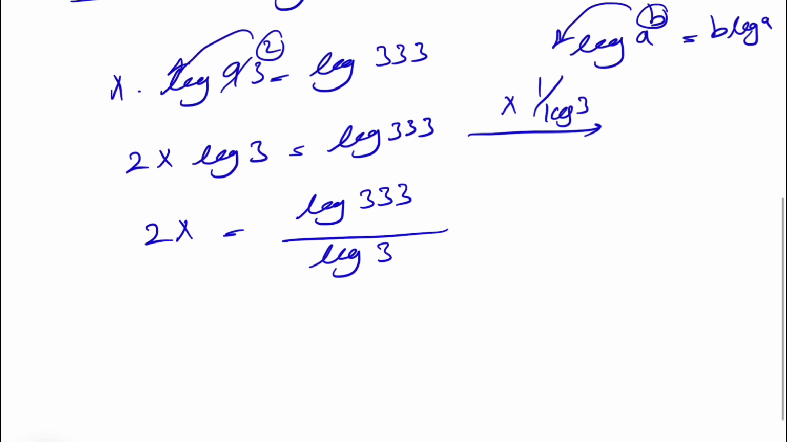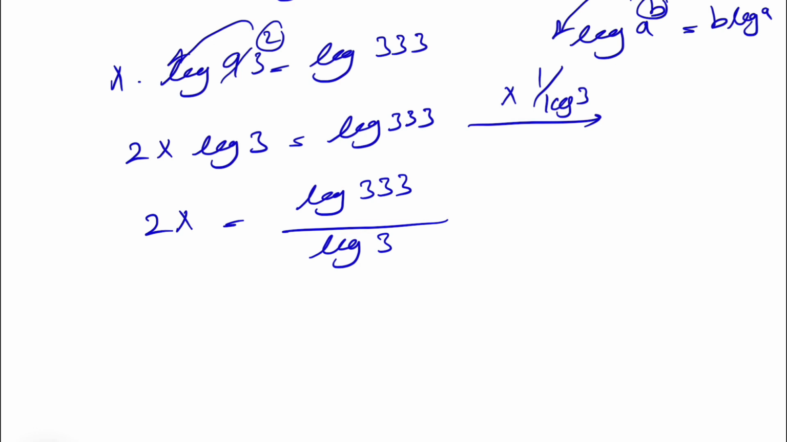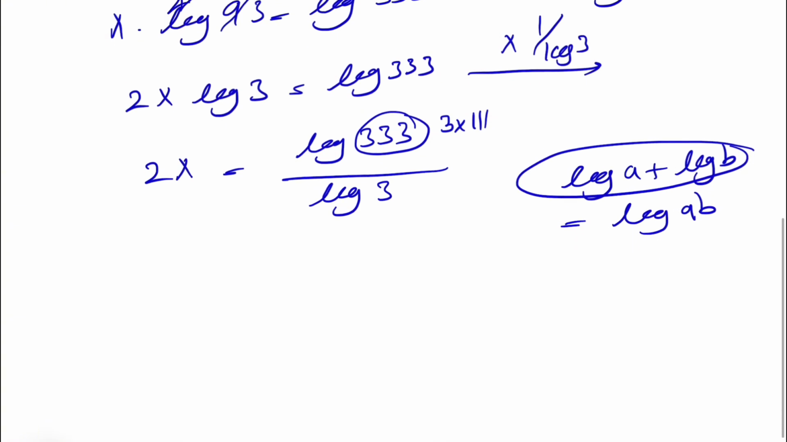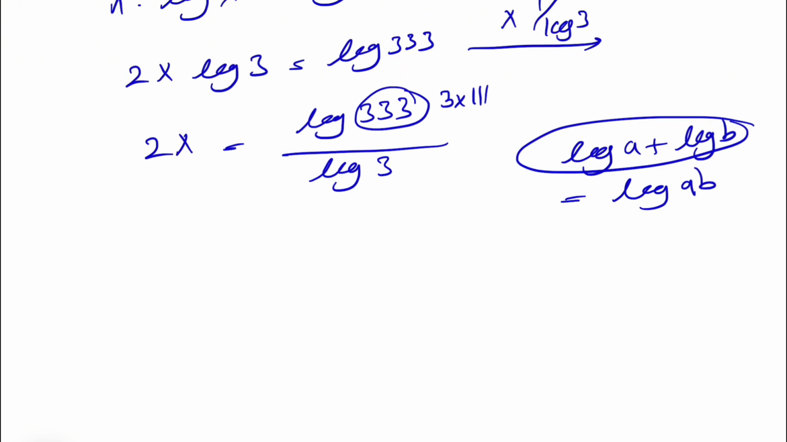And from the laws of the logarithm, we know when we have log of a plus log of b, this will be equal to log of ab. So basically, if we can make something that has log of 3 in here, which we know 333 is 3 times 111, we can write it down in this form, and we can make this equation a bit simpler.